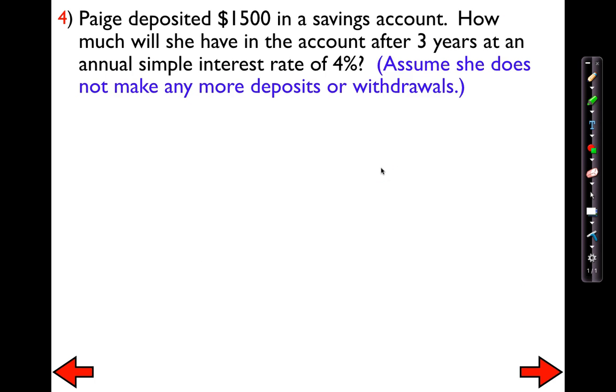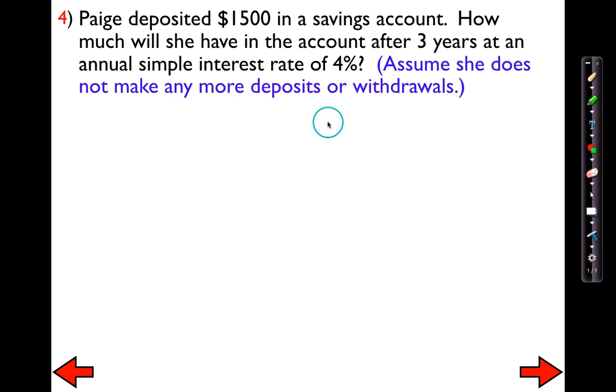Number 4, it says Paige deposited $1,500 in a savings account. How much will she have in the account after 3 years at an annual simple interest rate of 4%? Assume she does not make any more deposits or withdrawals. So why don't you go ahead and pause the video and try this one by yourself.